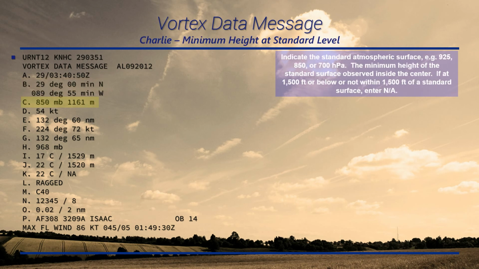So, moving on to item Charlie. This is going to be our minimum height at standard level. We're going to say what level we're flying at. So in this particular case, 850 millibars or hectopascal, and then simply the height of that pressure level. So the 850 millibar level was found at 1161 meters. If we're not within 1500 feet of a standard surface, this section will be omitted.